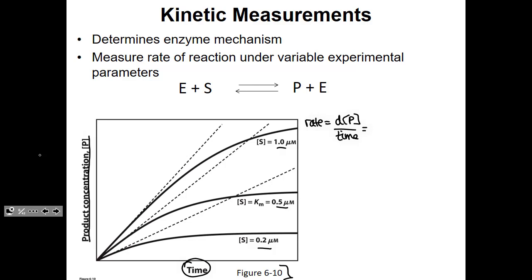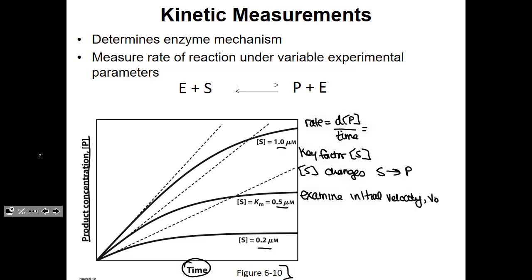So the key factor for this experiment is the concentration of your substrate. So the concentration of substrate changes, again, as substrate is converted to product. When we're measuring enzyme kinetics, we are going to examine the initial velocity, or V naught. This is key, all right? So you can see that the initial velocity is linear. That's what these extrapolated lines are showing, initial velocity.